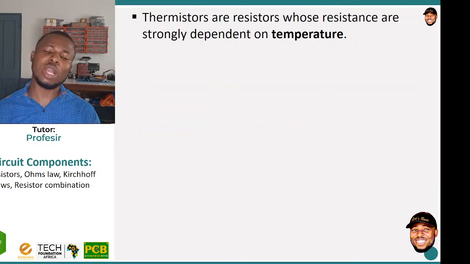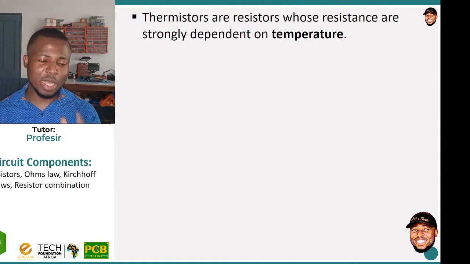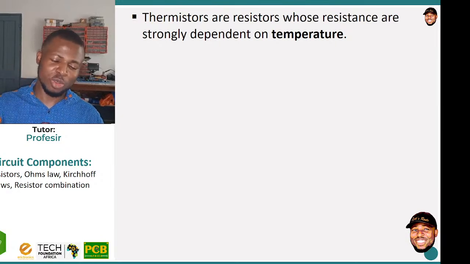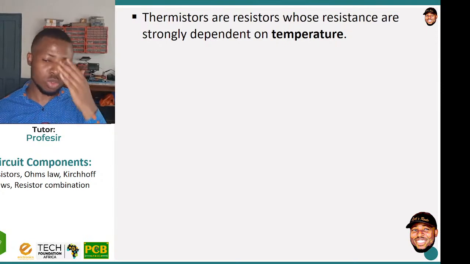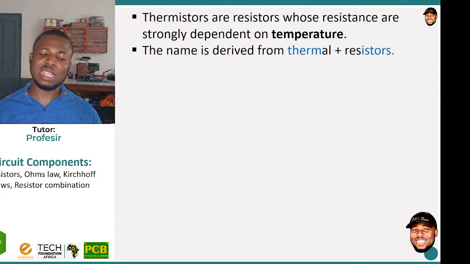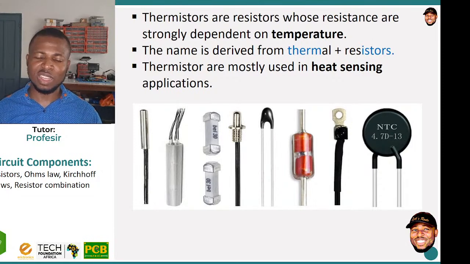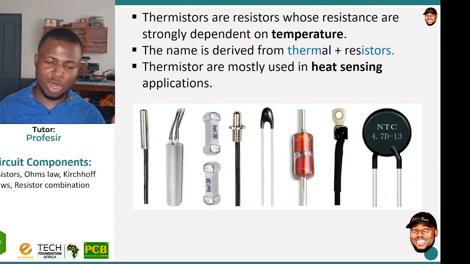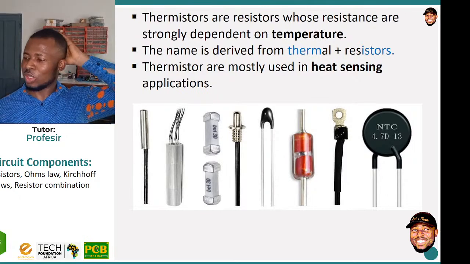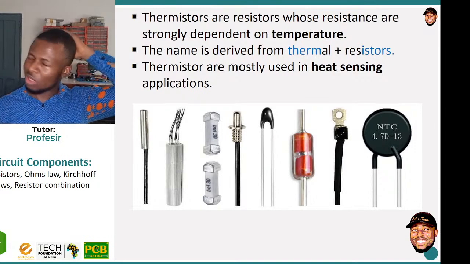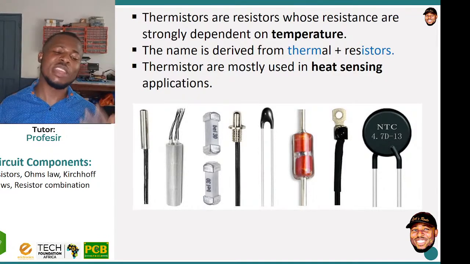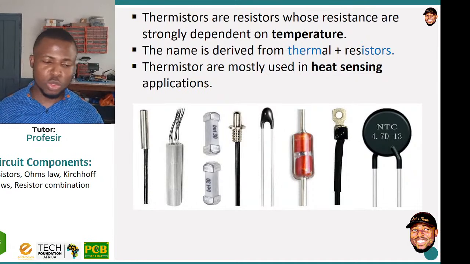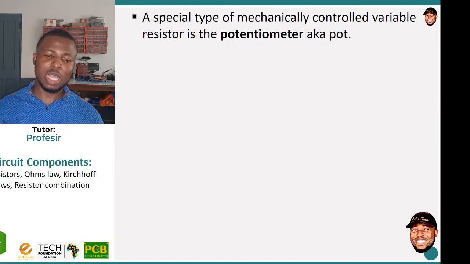There is also a type of resistor called a thermistor, whose resistance varies with temperature. Okay, so when you change the temperature of their environment, their resistance also changes. The word thermistor is actually derived from thermal and resistor, so it's a combination of that. These are examples of thermistors, so they are usually seen in heat sensing applications. Your rice cooker should have something like that, or I don't know if rice cookers actually use thermistors, or they use an ordinary thermostat or something like that. But if you have any heat sensing applications, chances are that you can use one of these thermistors to handle it. Okay, so they are special types of resistors.